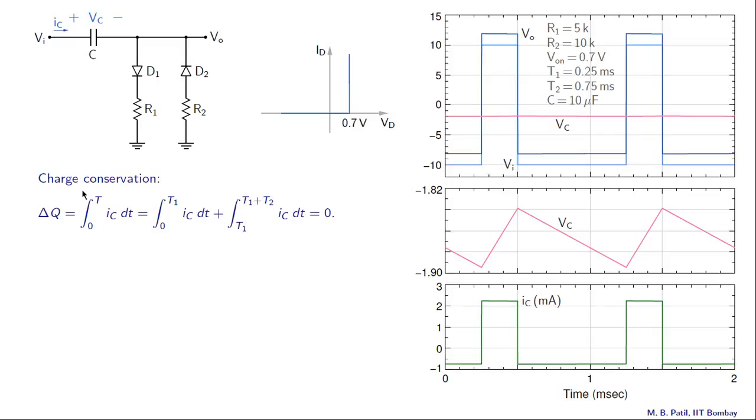So what is the change in the charge on the capacitor in one period? It is the integral from 0 to T of Ic dt. That is because Ic is dq/dt, and this we can split into two parts: the integral over 0 to t1, this phase, and the integral from t1 to t1 plus t2, that is this phase. And these two together should add up to 0, because we don't expect any change in the capacitor charge between 0 and t equal to capital T.